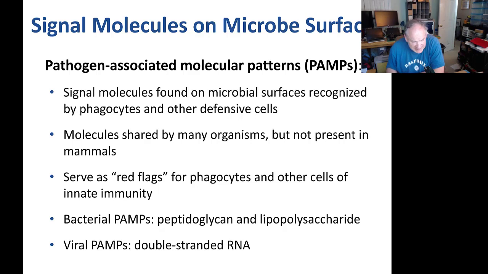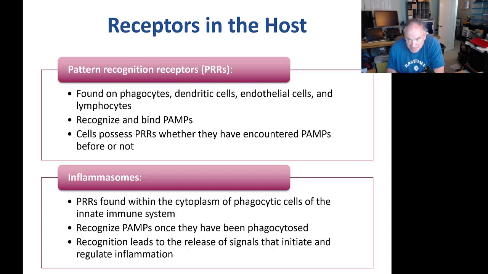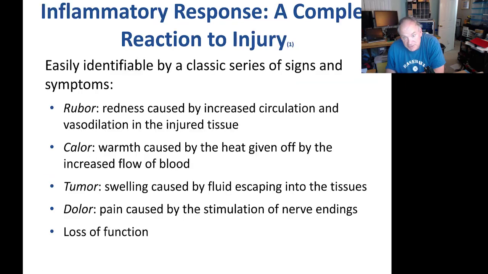Viral PAMPs, such as double-stranded RNA, can serve as pathogen-associated patterns. The receptors in the host, found in phagocytes, dendritic cells, and various others, recognize and bind the PAMPs. Cells possess PRRs whether they have encountered PAMPs before or not, so the receptors are there. PRRs are found within the cytoplasm of phagocytic cells. They recognize the PAMPs once they've been phagocytized, and then release signals and help to regulate the inflammation that goes on from there.